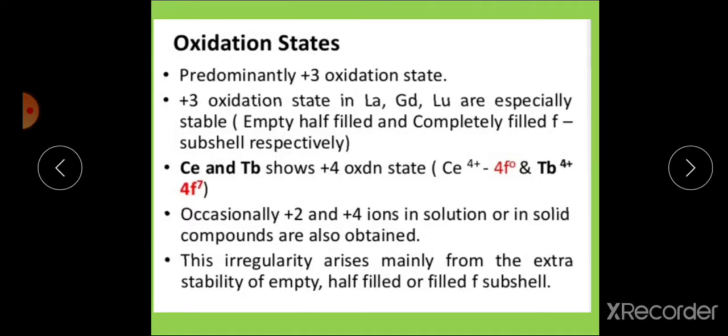They are formed in case of f0, f7 or f14 electronic configuration. The examples are cerium +4, having an electronic configuration 4f0, and terbium +4 oxidation state, 4f7 configuration. These are the oxidation states shown by lanthanides.